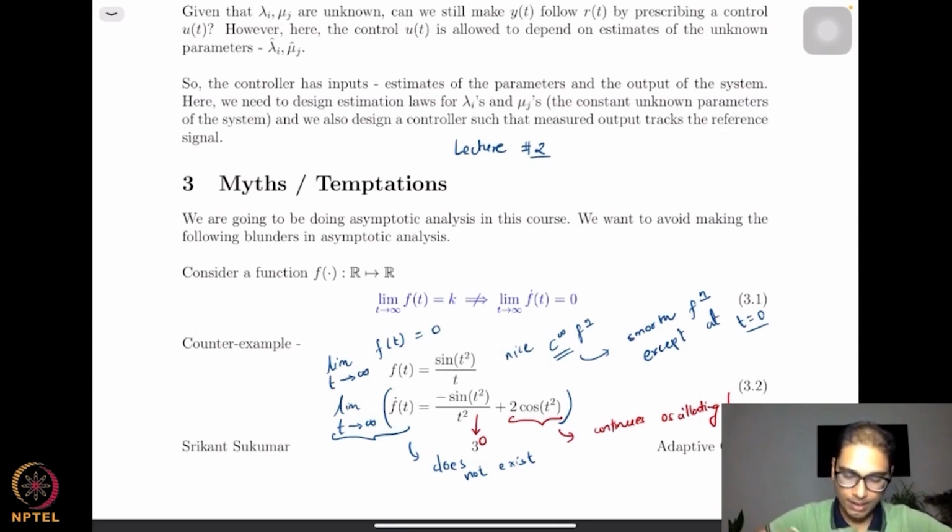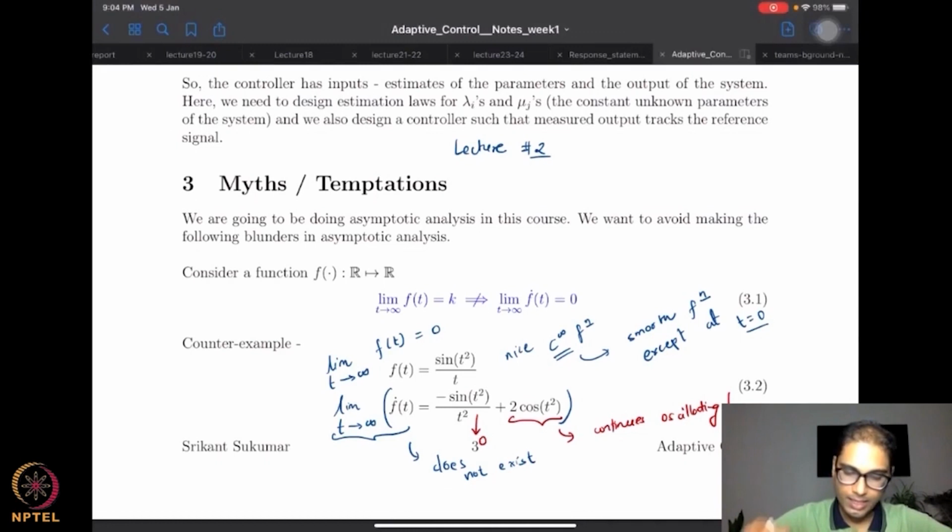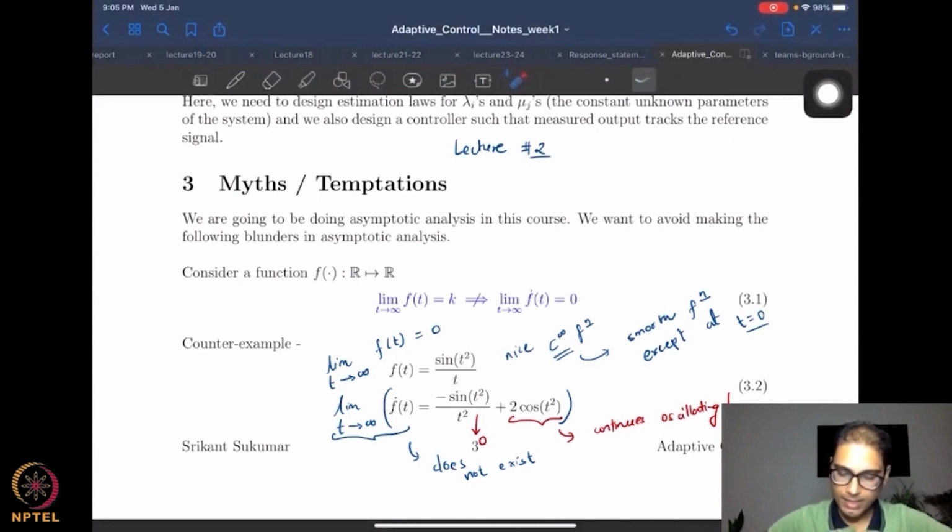So suppose I consider a function, and I have this knowledge that as t goes to infinity, the function converges to a constant, right? This is what we are talking about. Then this does not automatically imply that the derivative of the function goes to zero, right?